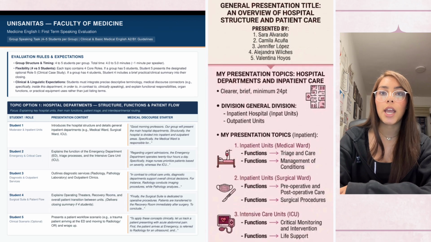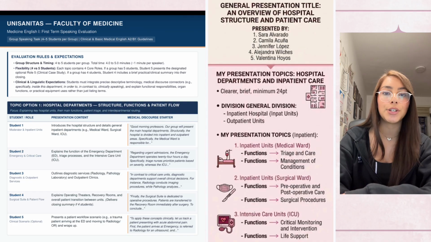They come to the hospital for consultations, examinations, or procedures. So the hospital works as a team. Patients are sent to different departments depending on their condition and medical needs. Now my classmates will explain the emergency department and critical care.